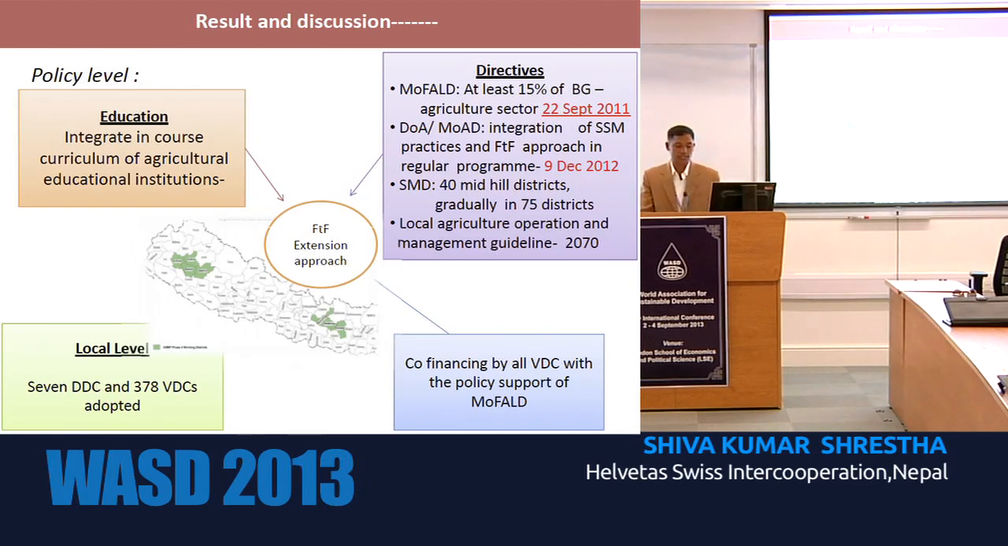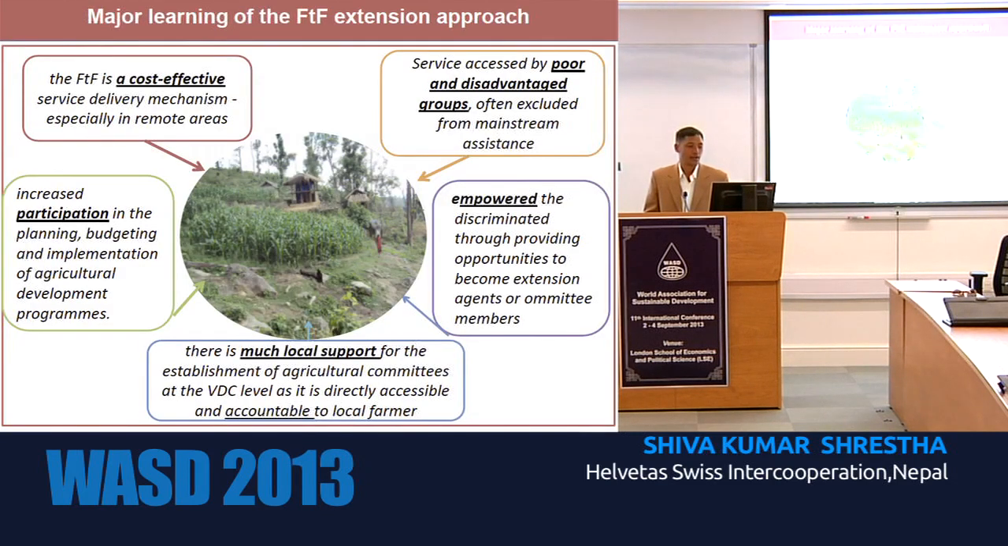And at the local level, as I mentioned, there is a system of co-financing from different partner organizations in place. We have major learnings that this approach is very cost effective, more than 5 times less cost as compared to the public, private, as well as the NGO-owned agriculture extension systems. And through this approach, the poor and disadvantaged groups and women farmer groups get better access to the service.